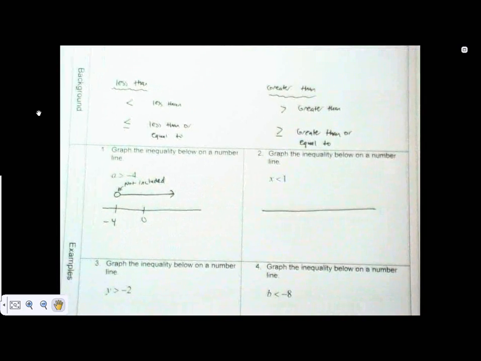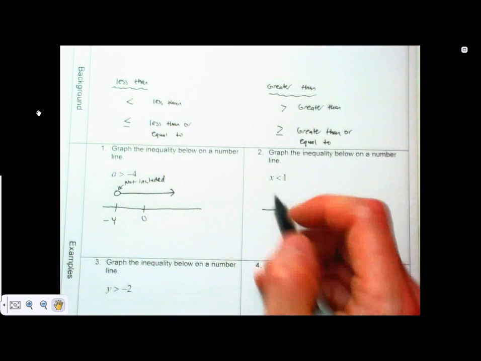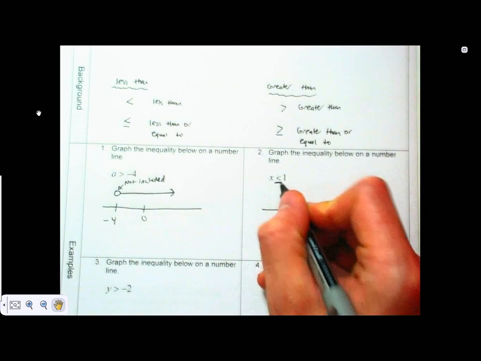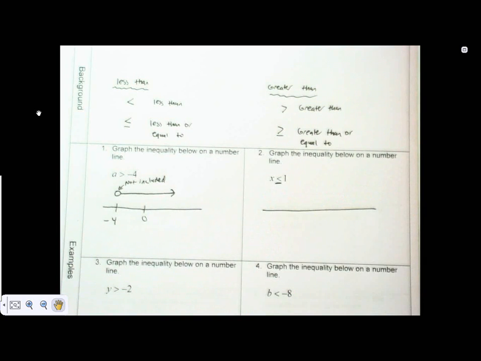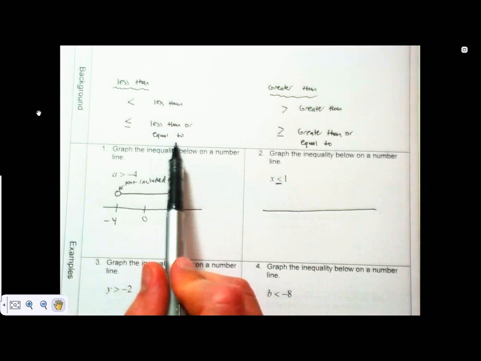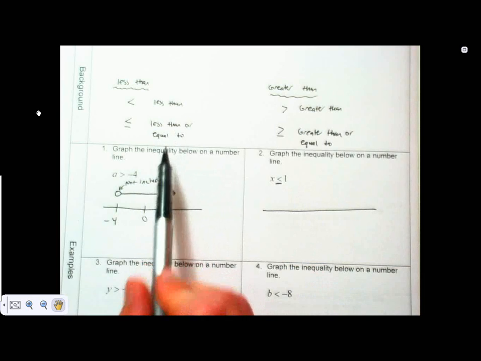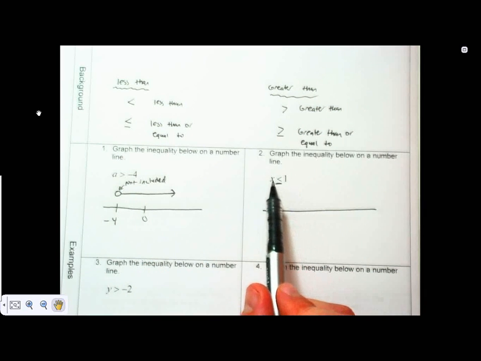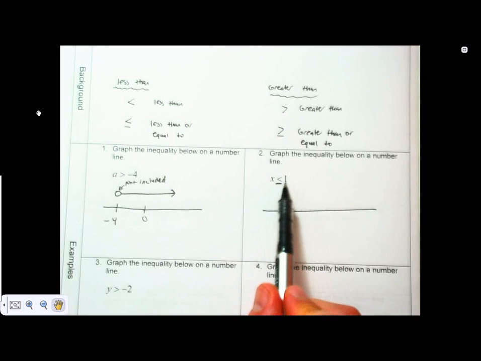Let's take a look at number 2. I'm going to change it a little bit, and I'm going to put a little line here. And let's see if we can figure this one out. So we're supposed to graph the inequality again, and we've got x, and then we've got this symbol, and then 1. Well, matching up this symbol, that's the less than or equal to symbol. So I'm supposed to graph out all the numbers that are less than or equal to 1.